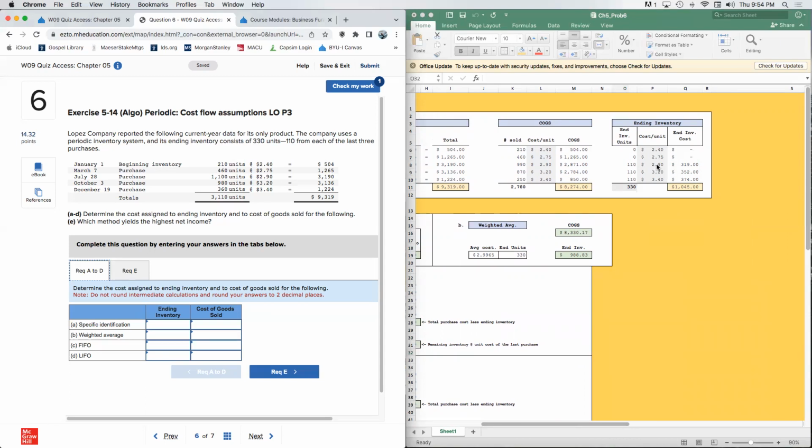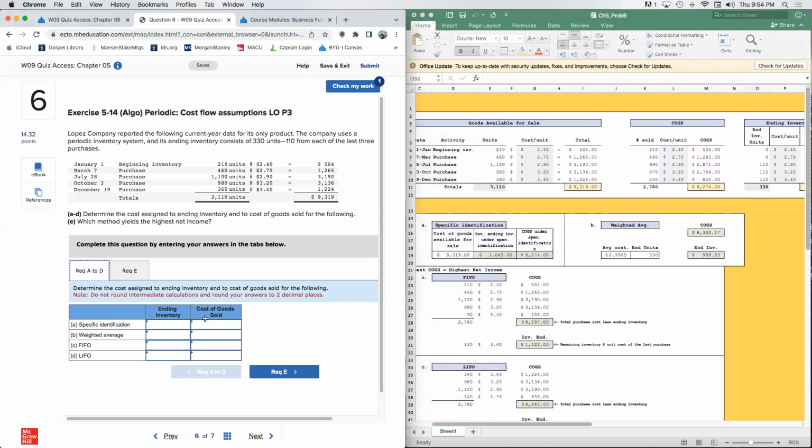I've basically transferred over the costing for each one of those. And so 110 times 290 equals 319, 110 times 320 equals 352, 110 times 340 equals 374. So the ending inventory costs, adding those up, equals $1,045. And so we can go right into and enter that as our ending inventory.